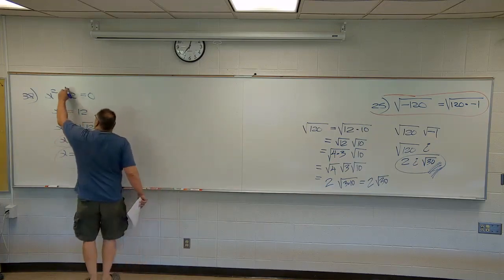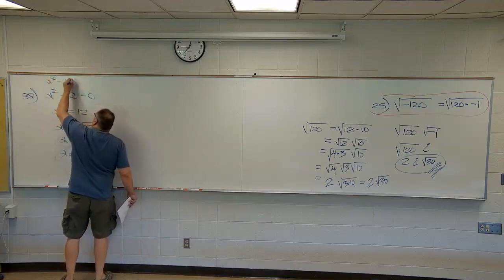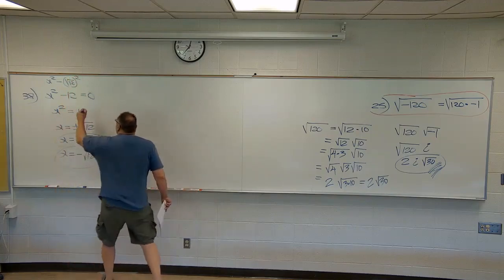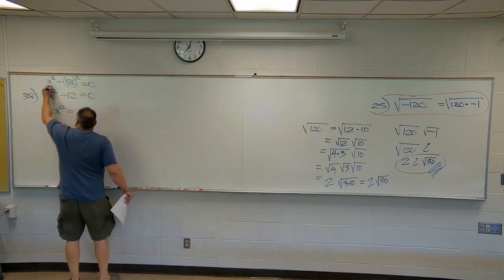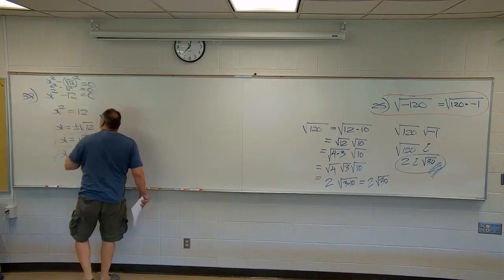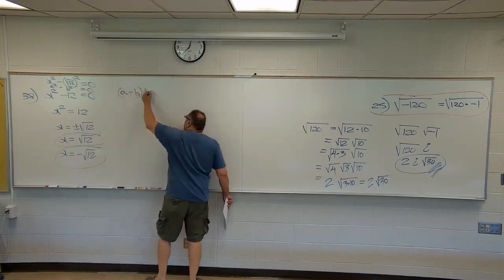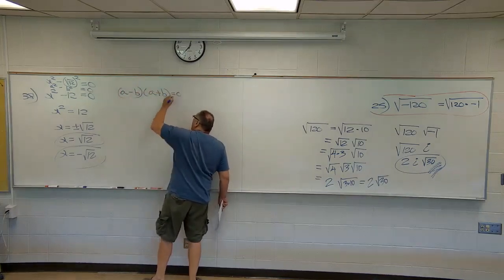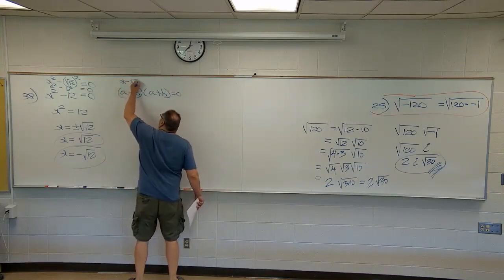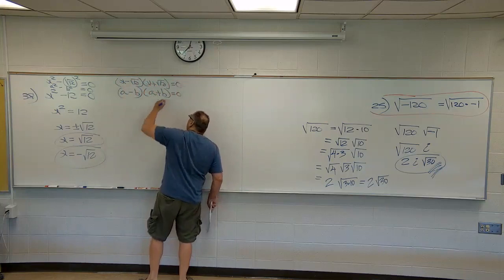One way you can look at it is this: x squared minus 12, is 12 itself the square root of 12 squared? Guys, does that look like a squared minus b squared equals 0? I could factor that and write it as quantity a minus b times quantity a plus b equals 0. x minus the square root of 12, x plus the square root of 12 equals 0.